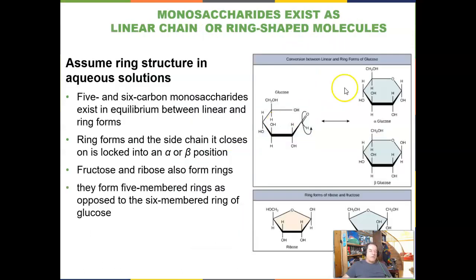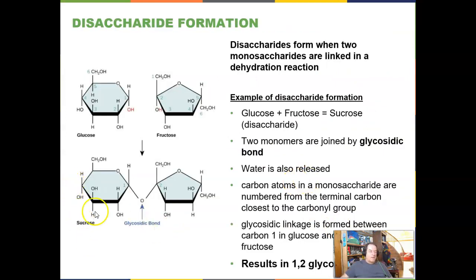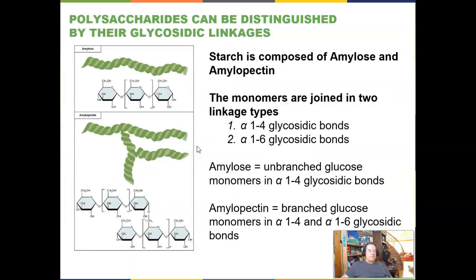But when you dissolve it in water, they always make these rings. And in the case of sucrose, it's going to be the glucose and fructose joined together as 2 rings right here, this disaccharide. Glucose and fructose joined together. All right.